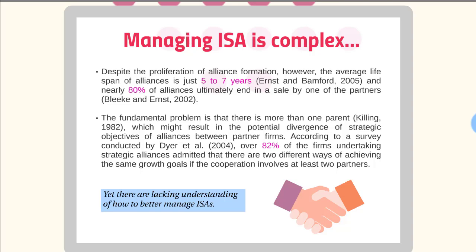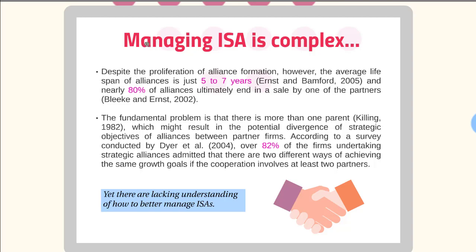And according to a survey conducted by Dyer et al. back in 2004, which was a bit old, but it speaks the truth even to date, over 82% of the companies undertaking strategic alliances admitted that there were two different ways of achieving the same goals if the cooperation involves at least two partners. But at the present stage, we still have very limited understanding of how to better manage ISAs. And this is the research gap I have wanted to fill over the past decade, starting with my doctoral research.